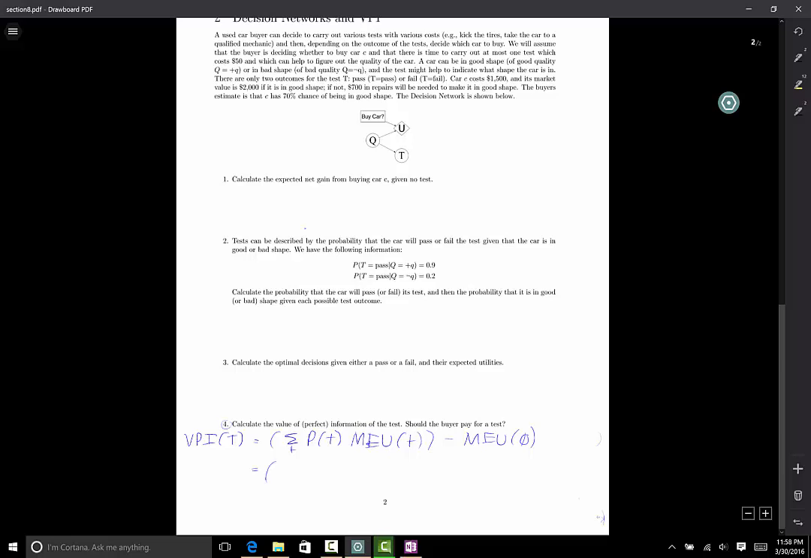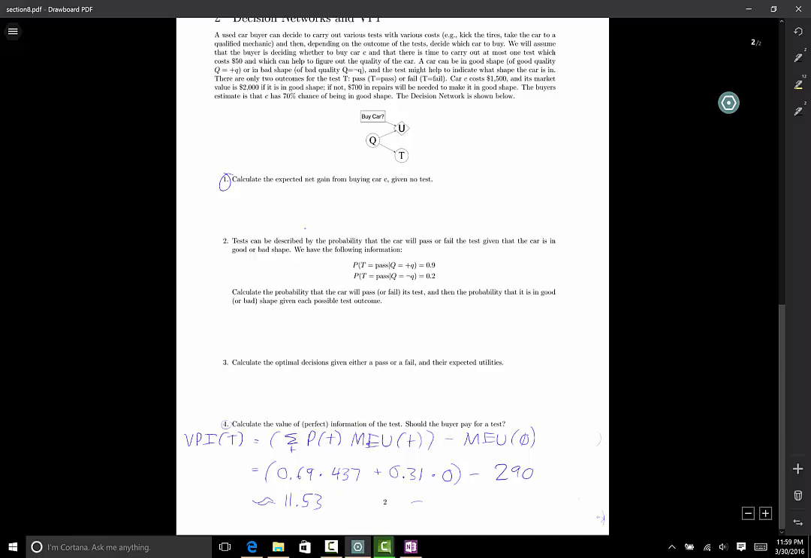So in this case, we know the probability that t equals pass is 0.69, and the maximum utility from the previous part was 437, plus the probability that it failed was 0.31 times the maximum expected utility of it failing, which actually turned out not to buy, which meant I got 0, minus the maximum expected utility if I didn't know any of this information, which from part 1 up here, we calculated to be 290. So this turns out to be around 11.53. So that's the value of perfect information for knowing T.